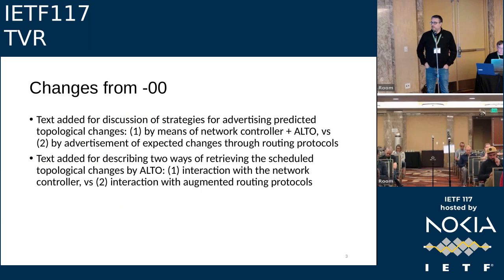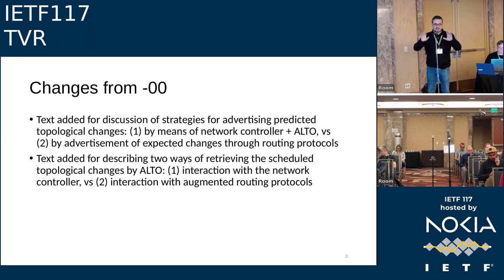The changes from the previous version of the document: essentially, I have elaborated a little bit more on the different strategies for advertising the predicted topological changes. We are describing two mechanisms. The first is by means of a network controller as the element that is able to schedule the changes, using ALTO for exposing those changes to applications. The second case would be advertising these changes to the routing protocol. Both of them could be potential strategies, let's say, of advertising these changes.